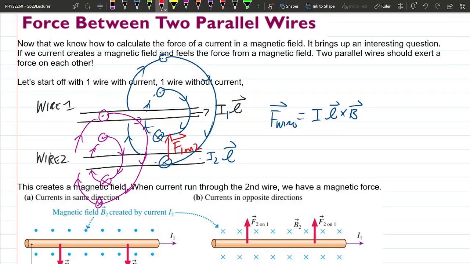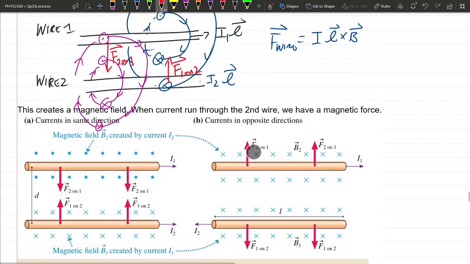Good. So let's use our right hand. We have our current still going in this direction, but instead of going into the board, now the magnetic field is coming out. Therefore, the force is actually downward. So force of 2 on 1 is downward. So the two wires actually attract each other. And this is actually one of the reasons why magnets are attracted to metal, and we're going to talk about that in the next chapter when we talk about electromagnetic induction.